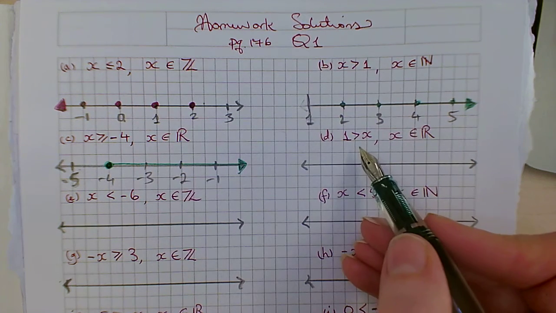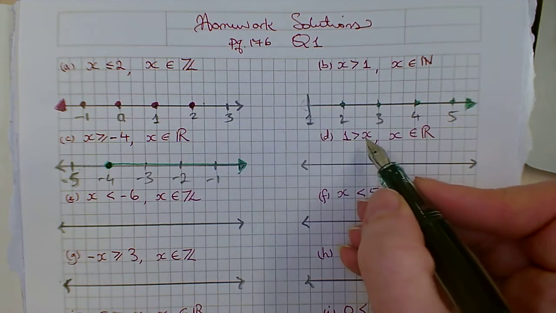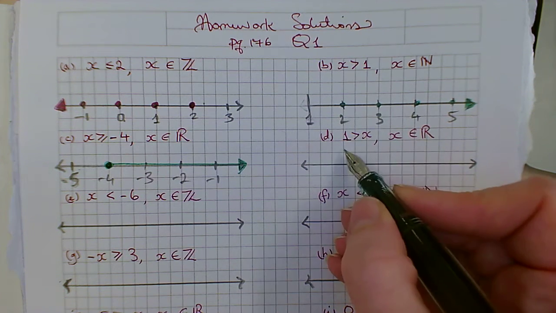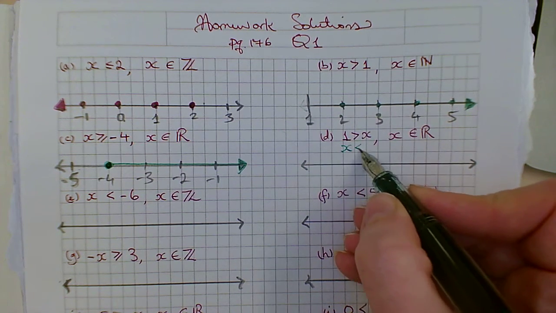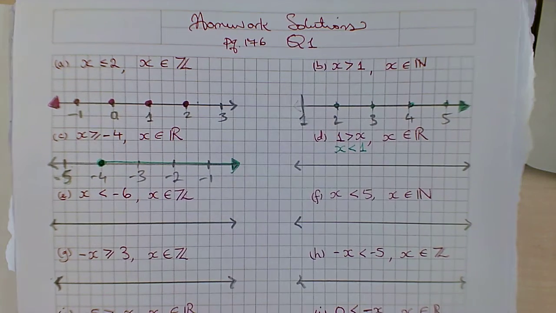Okay, the next one here. Now, the first thing I would do if an inequality was written like this is write it the other way round. So I would say if 1 is bigger than x, that means x is smaller than 1. That's just the way we're used to seeing it. And then I fill in my numbers on the number line.